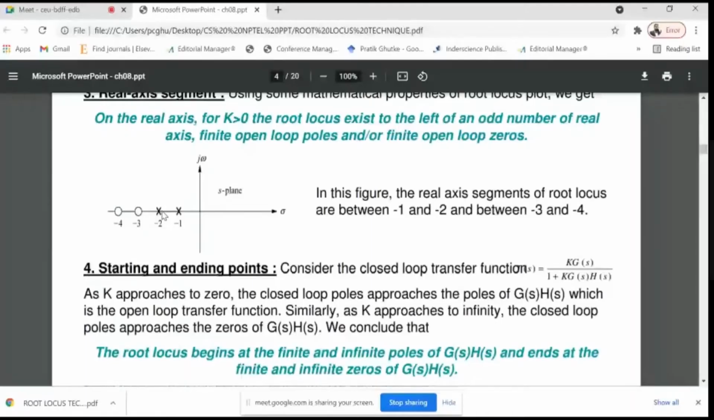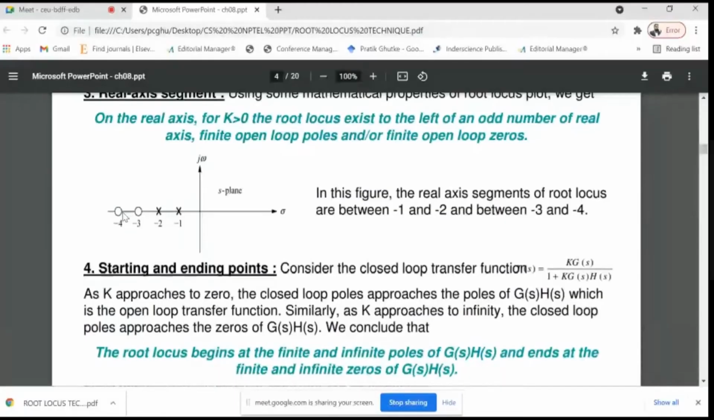Have you understood this concept? Yes, reply. Okay. Yes. Moving forward.